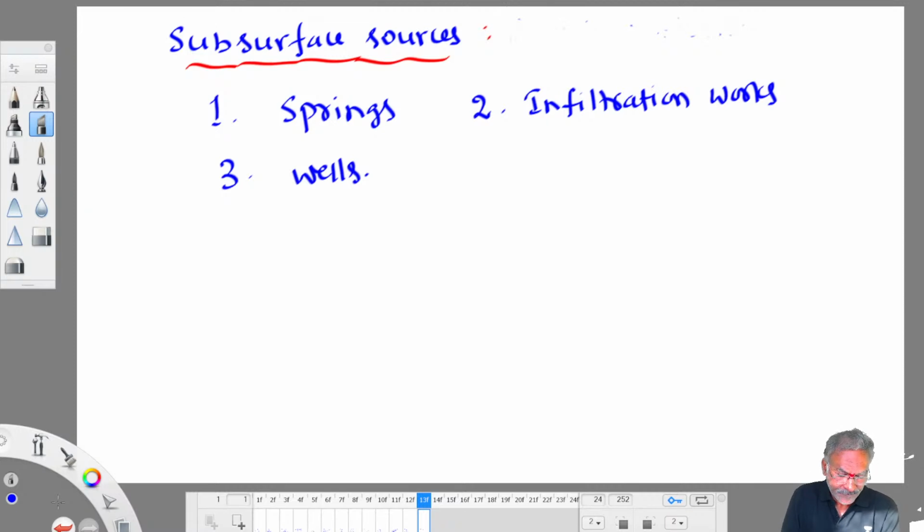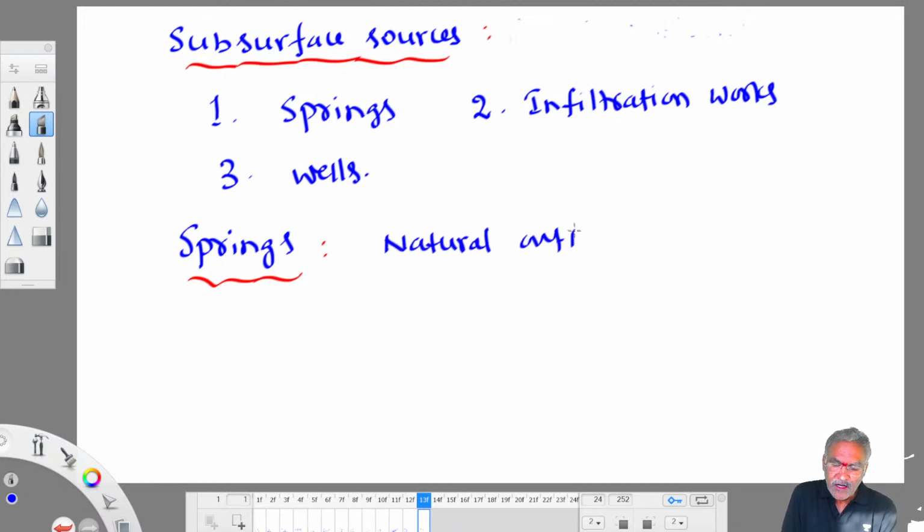So let us see, what is a spring? A spring is nothing but a natural outflow of groundwater. When water is flowing inside the ground and there is no proper extension of the ground, water gets out, the ground gets punctured and water starts oozing out, resulting in the formation of a spring. Mostly you will find springs in mountain regions. So a spring is a natural outflow of groundwater.